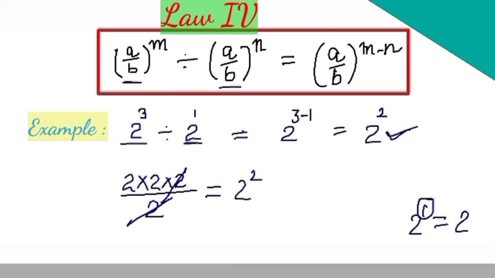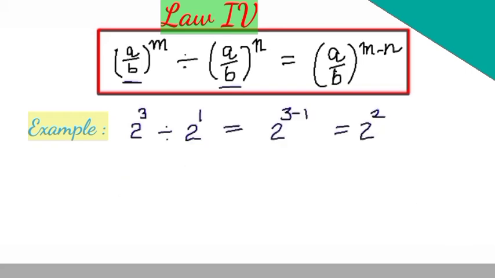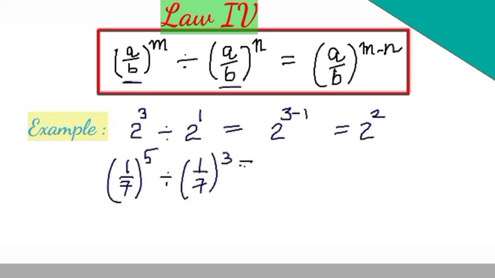Okay, so this is the logic behind it: if we divide two rational numbers having the same base and different powers, we simply write the base once and subtract their powers. Clear? Now if we have 1 upon 7 to the power 5 divided by 1 upon 7 to the power 3, similarly, the base is the same, so write it once. Powers will be subtracted because these are in division.